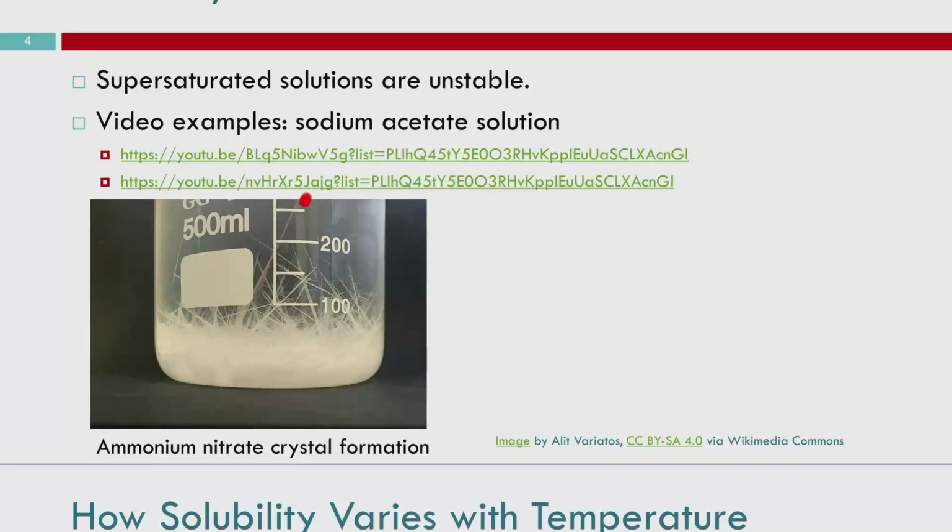And some solutions form really sharp, jagged crystals, which is kind of cool. They look neat. And sometimes they'll form almost instantaneously, so that's what these sodium acetate solution videos are. I'm pretty sure in one of them, they just touch the surface and immediately the whole thing basically turns into what looks like a block of ice. So that's kind of nifty.